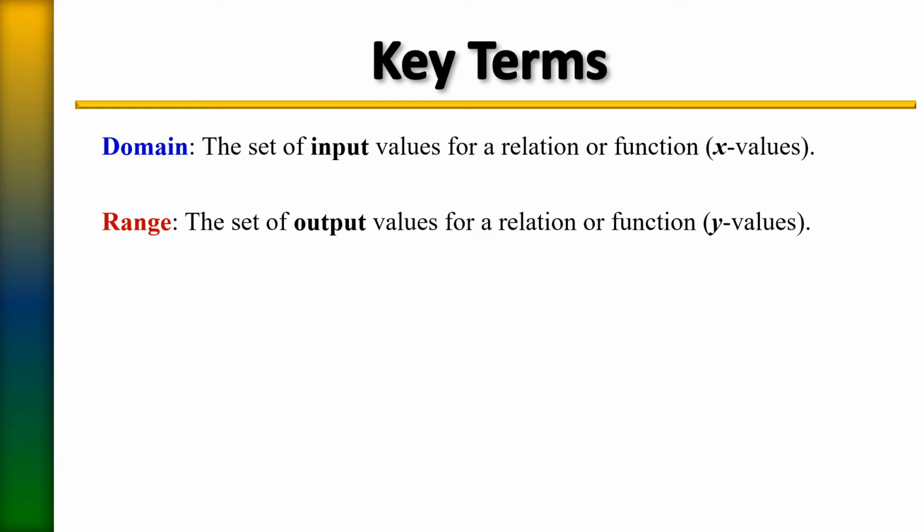Starting with the domain, it refers to the set of input values for a relation or function. It's your x values. So in other words, if you have a function, the domain would be all the allowable values that you can plug in for x and it'd be okay without violating anything. And your range would then be the set of output values for a relation or function.